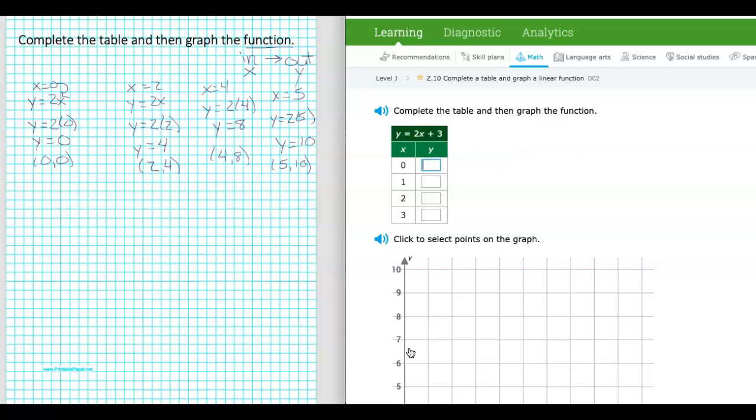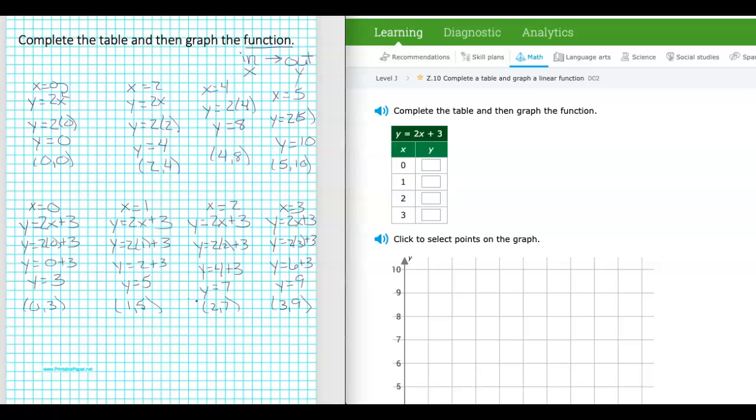And I'd get a new problem. So here's our new problem. It says complete the table, then graph the function. Here I have y equals 2x plus 3. Well, I'm going to pause this video, or you're going to pause this video, and we're going to work it out. And once you finish, we're going to come back, we're going to double check the table, and then we're going to graph it real quick.